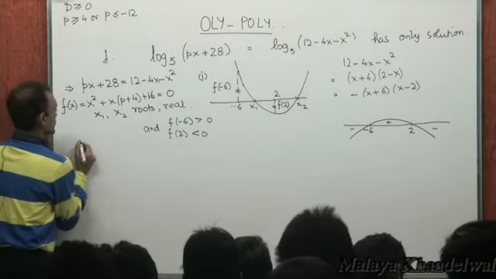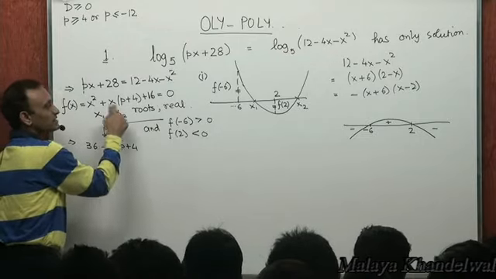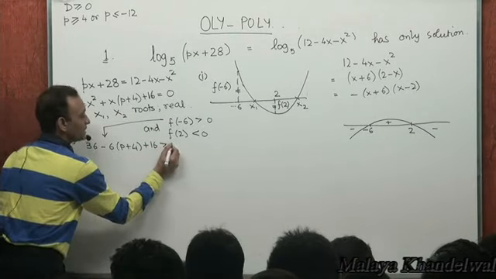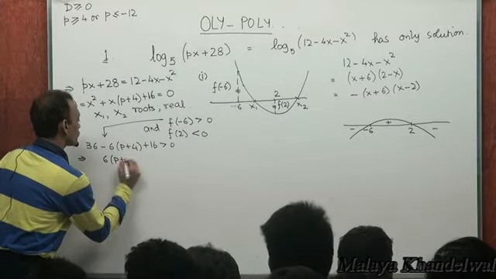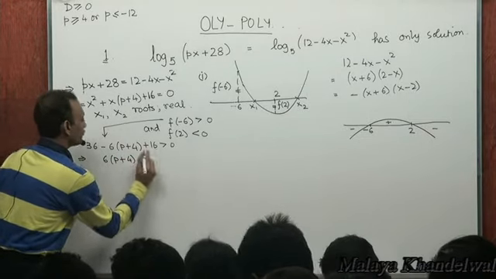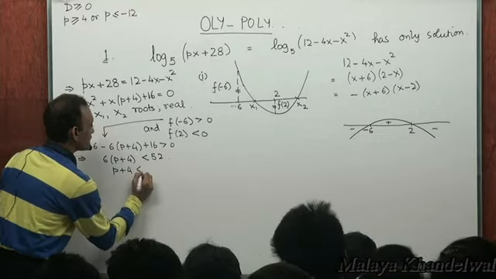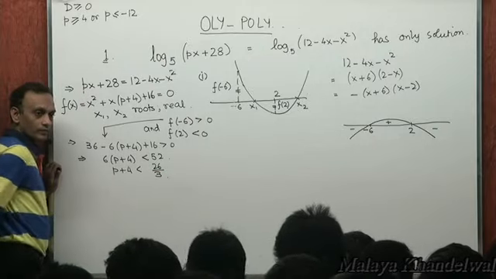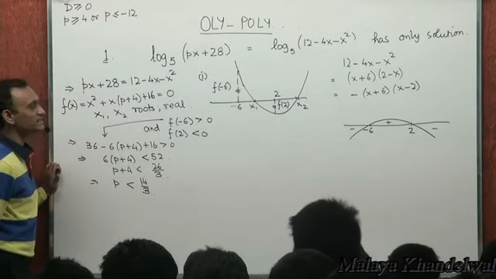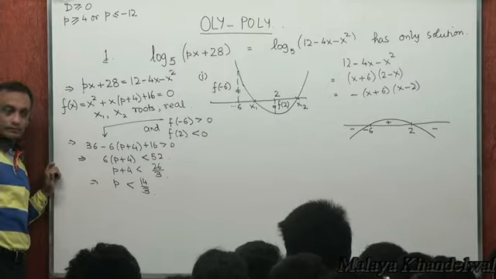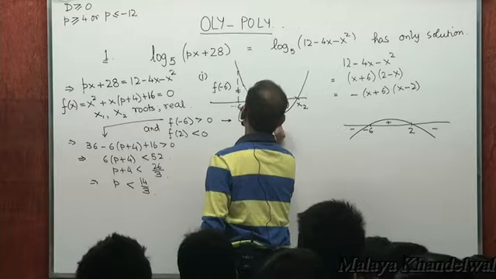F of minus 6 is what? 36 minus 6 into p plus 4 plus 16 greater than 0. Right? That would mean 6 into p plus 4 less than 52, or p plus 4 less than 26 by 3, or p less than 14 by 3. Yes or no? P less than 14 by 3. Isn't it? So f of minus 6 greater than 0 gives me p less than 14 by 3. Yes or no?